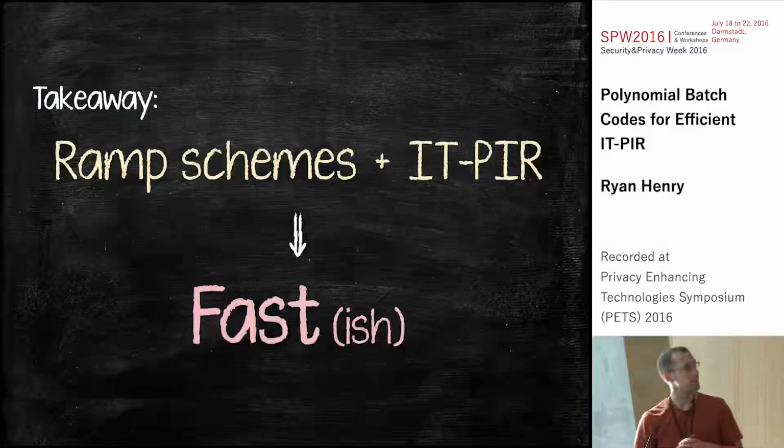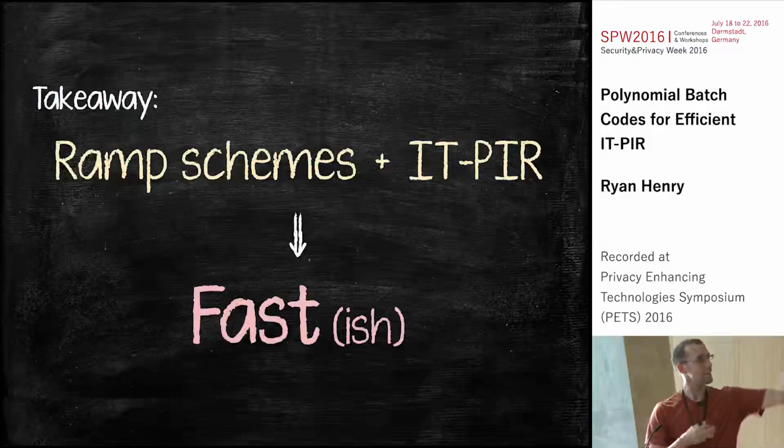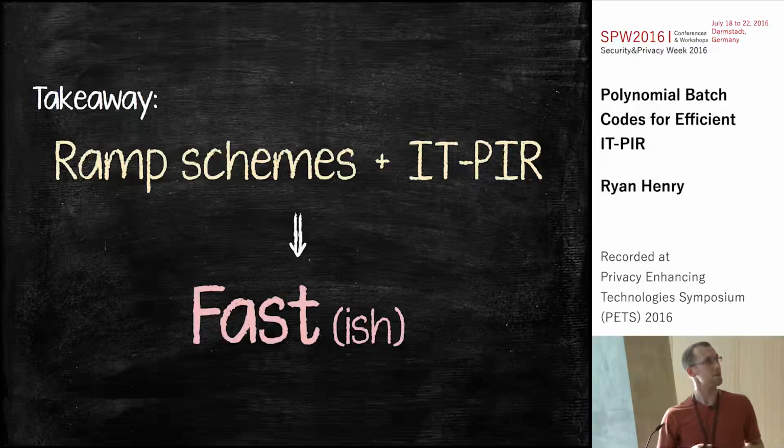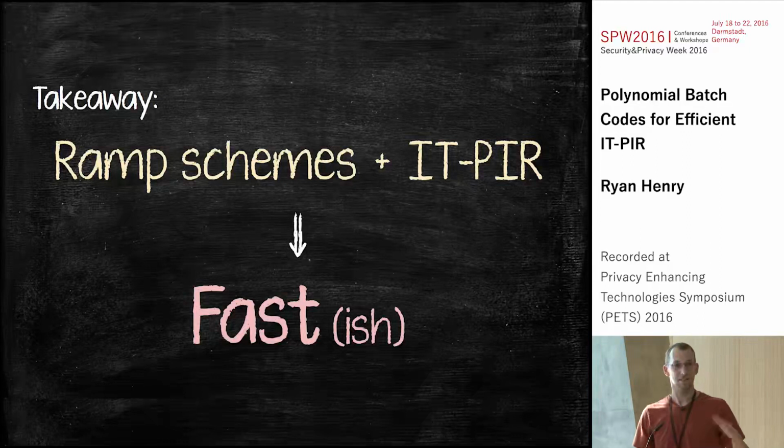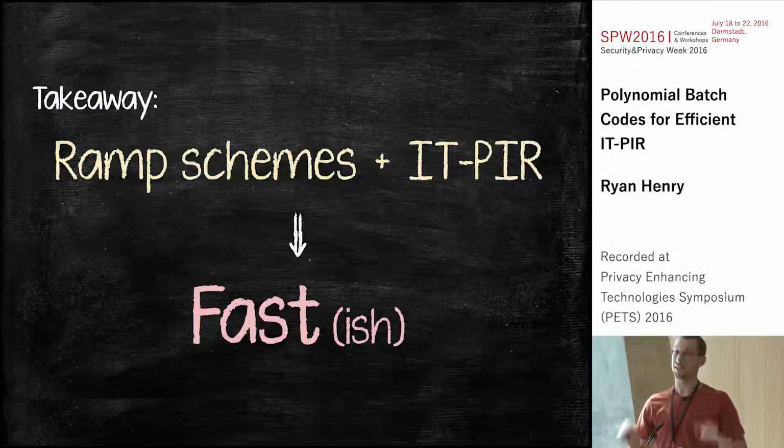So that was everything I wanted to say. My takeaway is that if you use ramp schemes in IT-PIR, you can get very fast-ish, still slow compared to non-private, but fast compared to everything else, private information retrieval.